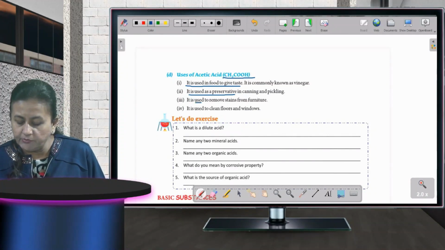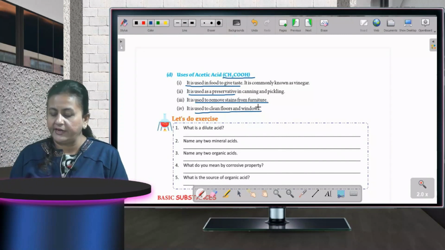This is the chemical formula for acetic acid. It is used to remove stains from furniture. It is used to clean floors and windows. Fine, children.